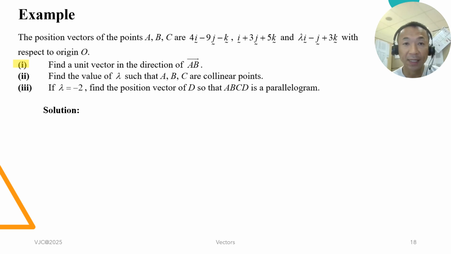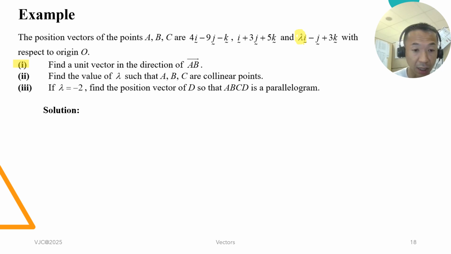Right, let's take a look at this example. There are three parts to it. Let's do one part at a time. You are given the position vector of 3 points, A, B, and C, and there is one unknown lambda here. Right, the rest are known. The first part doesn't require the solving of lambda.